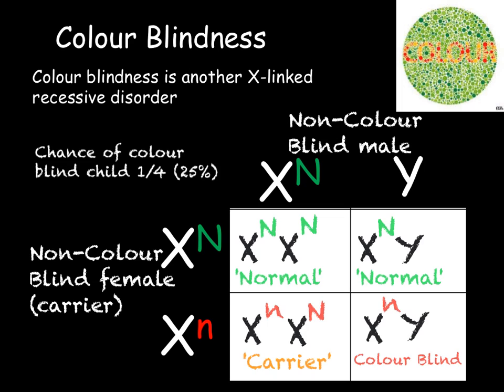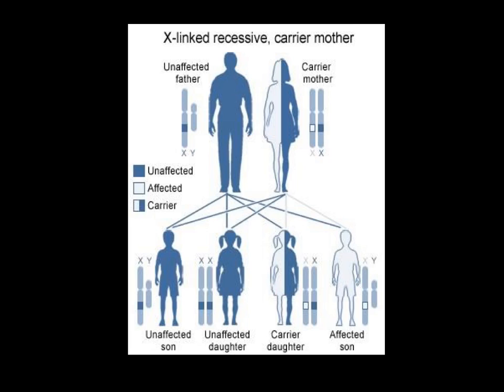Haemophilia is also an X-linked genetic disorder, so its genetic cross diagram would look exactly the same as this one for colourblindness. We can also show an X-linked recessive disorder as such. So we have our unaffected father and our carrier mother, giving rise to an unaffected son, an unaffected daughter, a carrier daughter, and an affected son. This is exactly the same as we were presented previously. However, we can then combine this information into a pedigree analysis in order to examine if a condition may in fact be sex-linked.